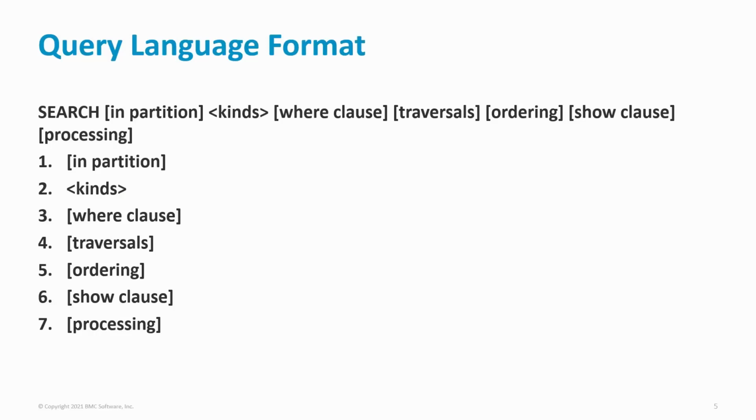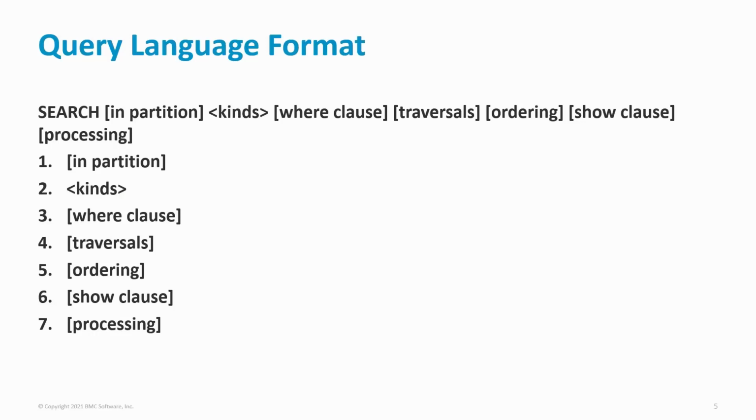Discovery has a query language which provides a mechanism for searching and processing the Discovery data model. The basic format of this query is shown here. Let's have a quick look at each of these expressions. The query will start with the keyword search followed by other expressions. In partition is used to define the partition from where you want to search the data. We will use this expression when we talk about local shadow copy later in this webinar.